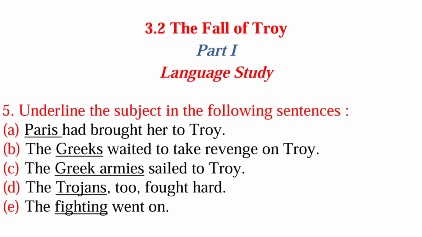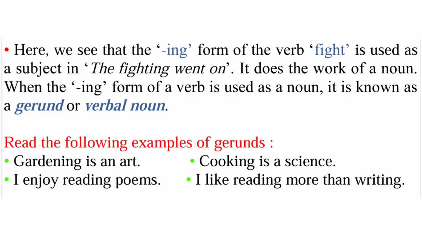Now we will see the language study questions, and the first question is, underline the subjects in the following sentences. So sentence A is, Paris had brought her to Troy. So Paris is the subject. B is, the Greeks waited to take the revenge on Troy. Greeks is the subject here. C is, the Greek armies sailed to Troy. So the word Greek armies is subject. D is, the Trojans too fought hard. The Trojans is subject. E, the fighting went on. So fighting word is subject.